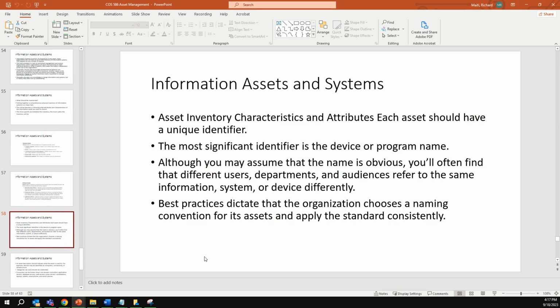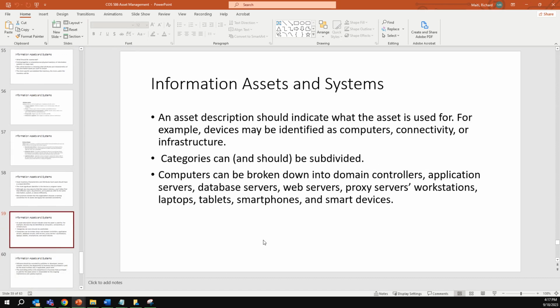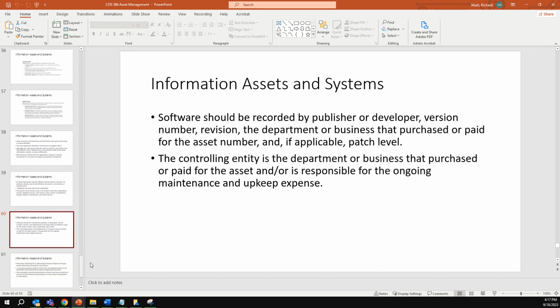So asset inventory classification attributes. Each asset should have a unique identifier. So kind of like all universities have unique identifiers for laptops that they issue out and so forth. So assets should indicate what the asset is used for. So they have categories and subcategories, what they're used for. So software should be recorded by publisher, developer, version number, revision, and so forth.